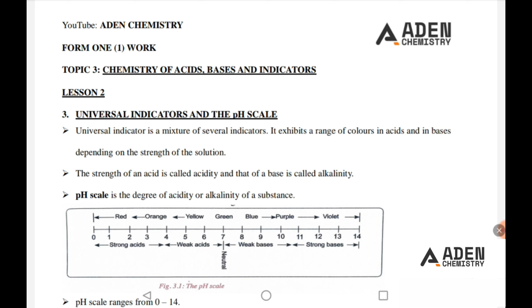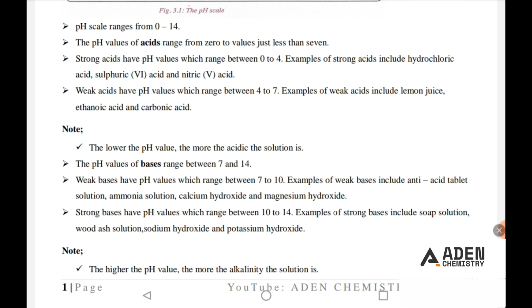This is how the pH scale looks like. It has a pH value ranging from 0 all the way to 14, and in the center we're having a pH of 7, which is the pH value for neutral substances. So next we are saying pH value ranges from 0 to 14, the way we have said.